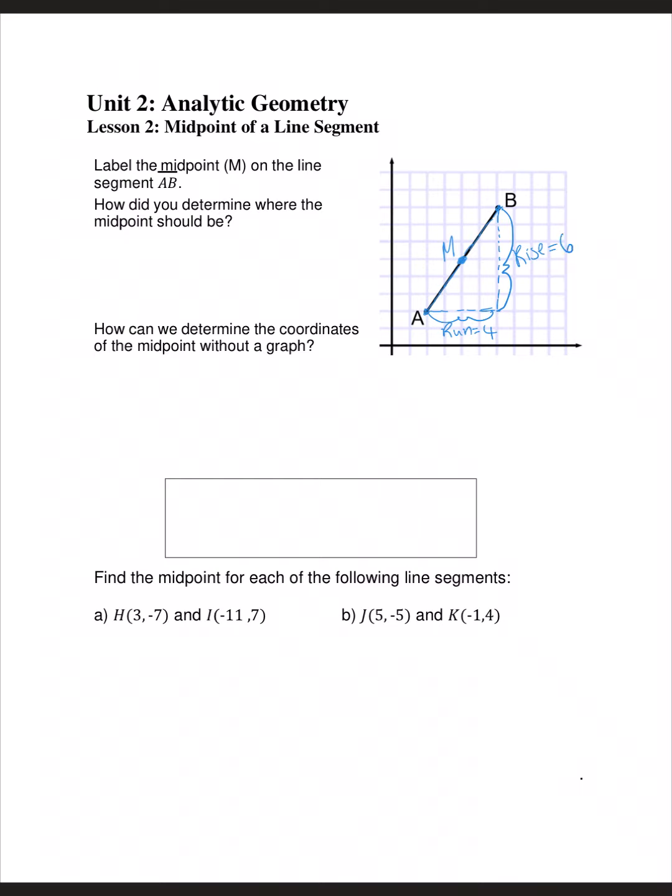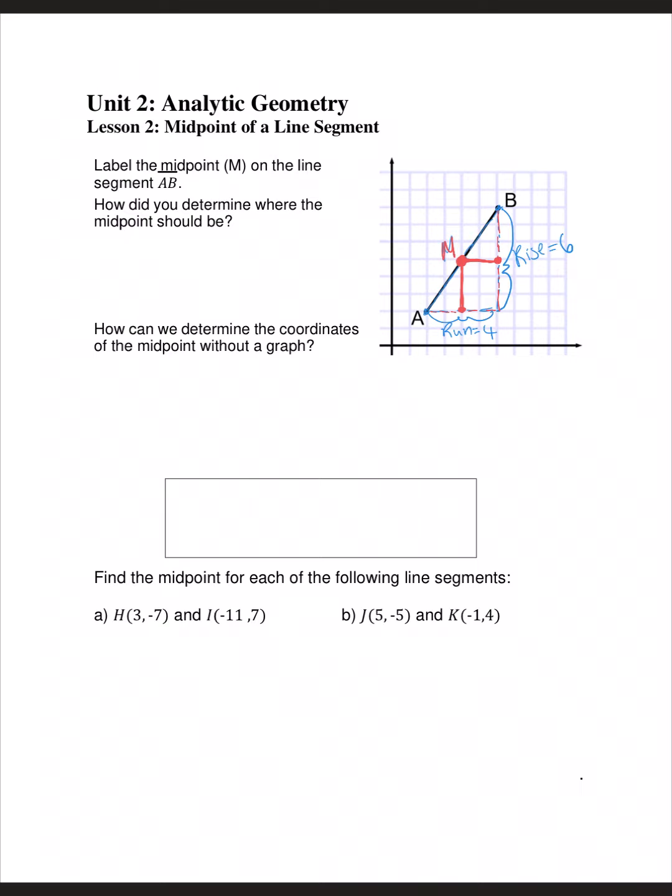So if we look at where's the middle of my run, here's the middle of my run, because we can easily see that if a line segment is 4 square units, then the midpoint is going to be 2 of those square units. Where's the midpoint of my rise? Well, if we know that this is 6, then 3 is going to be the midpoint of my rise. If I follow those points straight up to line segment AB, I can see where they intersect on AB. And they intersect right where we had predicted our midpoint to be. So by using our rise and run, it will help us determine the midpoint of our line.